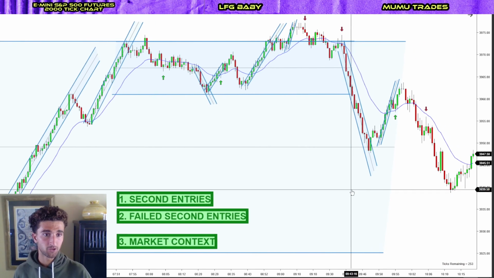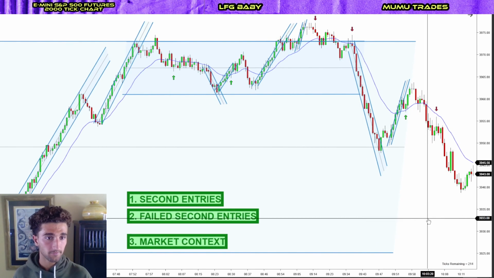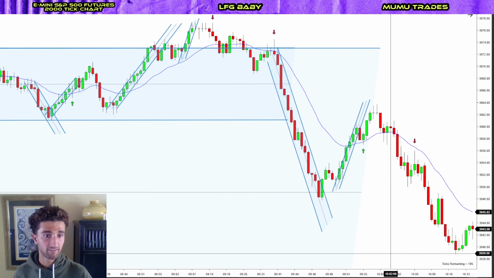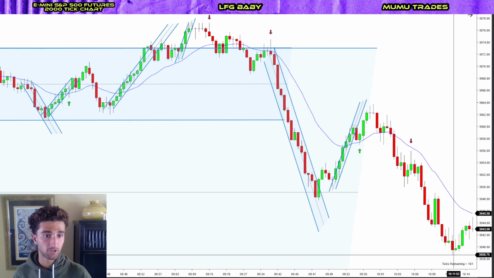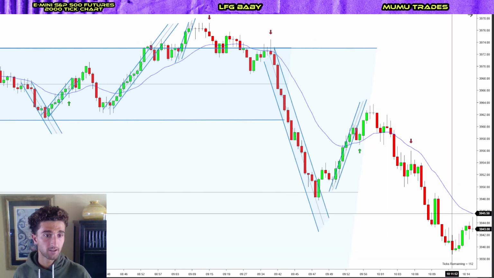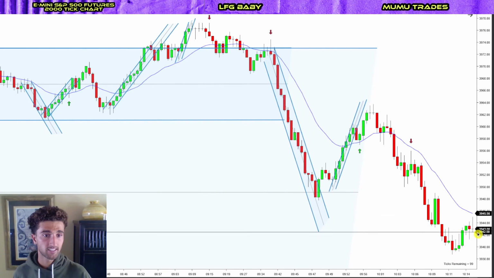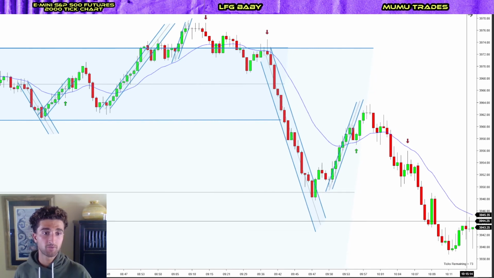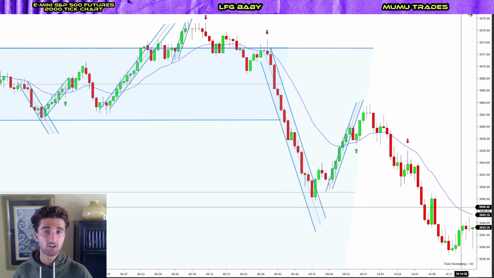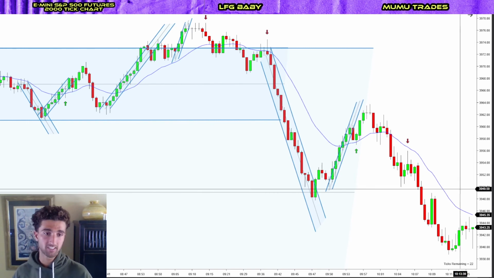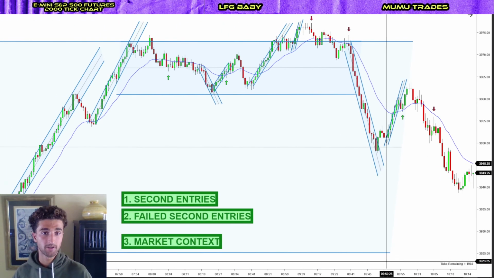And now we continue to push lower. And we do have a second entry short. New low. First entry short right there. Second entry short following the doji bar. But once again, it's not a great signal bar. So we would probably skip that trade as well because of the doji.